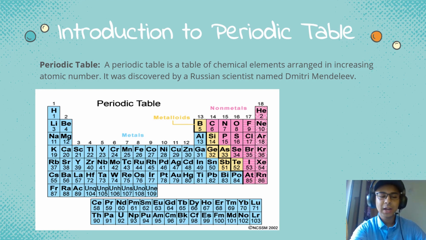As you can see, hydrogen right here has an atomic number of 1, and helium next to it has an atomic number of 2, and then lithium and beryllium have atomic numbers of 3 and 4. These elements in the periodic table are placed one right after another and have increasing atomic numbers. This proves that the chemical elements in a periodic table are arranged in increasing atomic numbers.